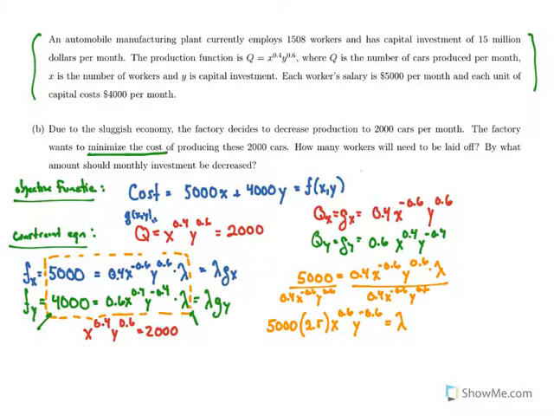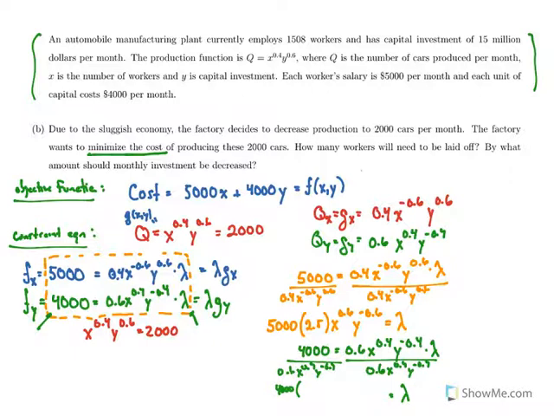So second equation, let's do the same sort of idea. 4,000 is equal to 0.6 x to the 0.4, y to the negative 0.4 times lambda. If we solve for lambda by dividing by everything else here, we get lambda is equal to 4,000. We have 1 over 0.6, which is 1 over 3/5. That's 5/3. We'll just write that as 5/3 right now. X to the negative 0.4, y to the positive 0.4.